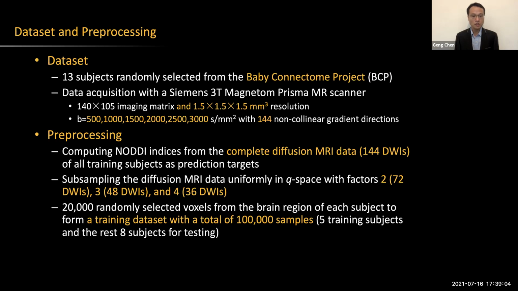For each subject, we randomly selected 20,000 voxels from the brain region to form a training dataset with a total of 100,000 training samples.